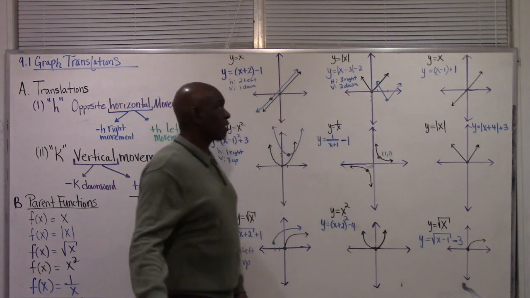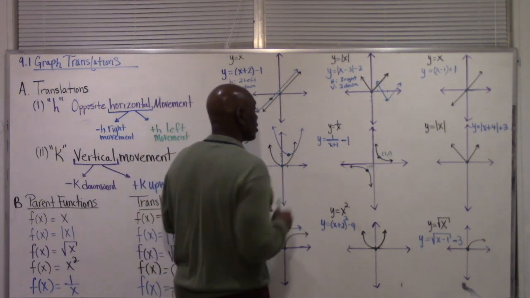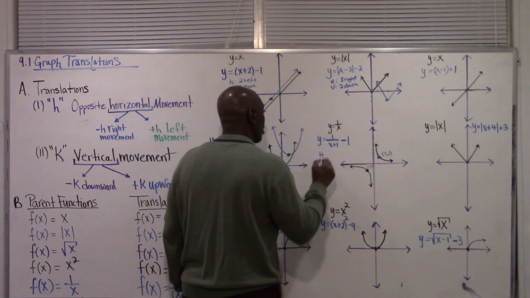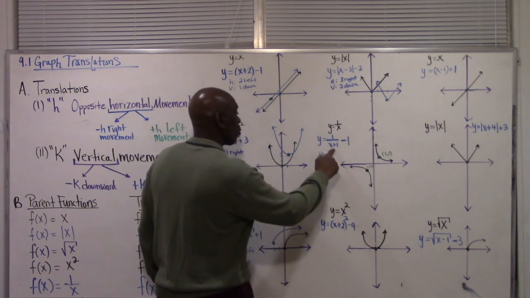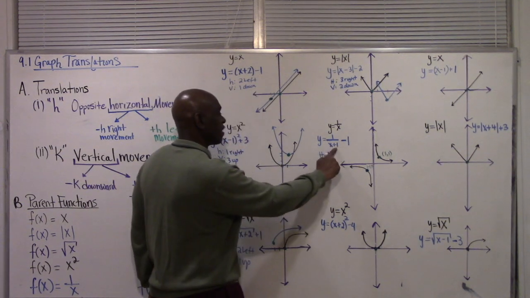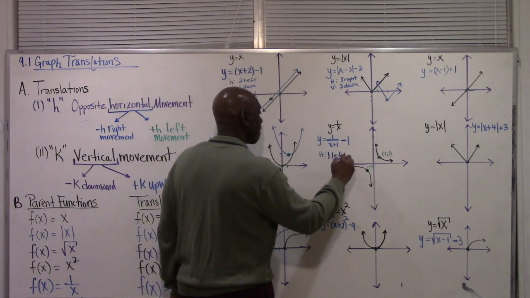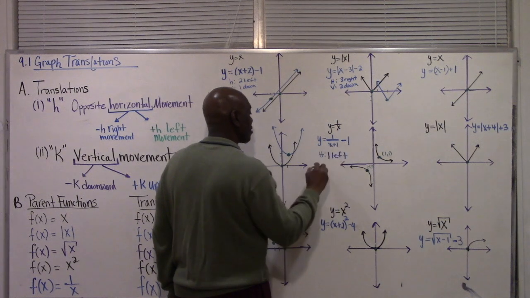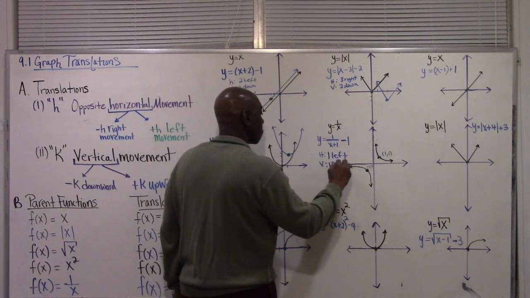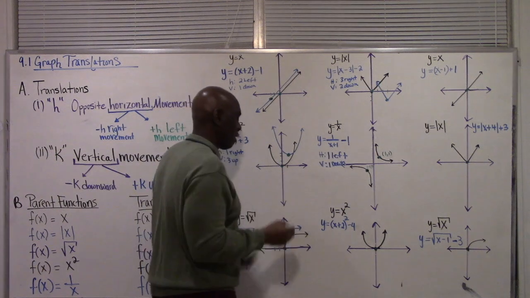Okay. That's done. All right. What does this one say? What's the horizontal? What's the vertical? Horizontal. 1 to the right. No, I'm sorry. That's 1 left. That's plus 1. So that's 1 left. This one is down 1. That's the vertical. So we're going 1 left and down 1.